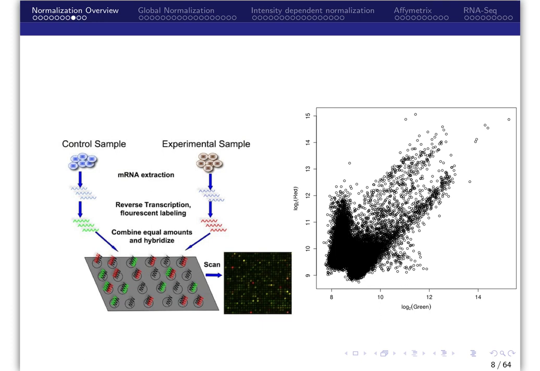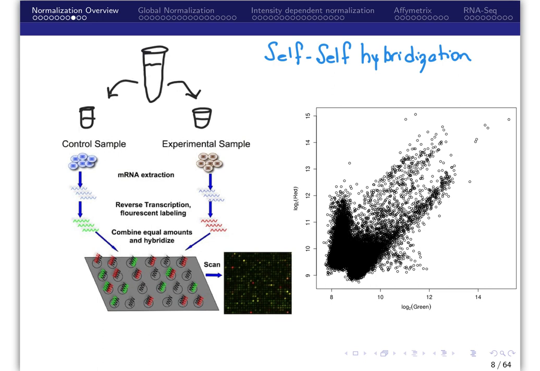Let's first discuss normalization for custom spotted arrays. The need for normalization has been clearly demonstrated in the custom spotted array setting by examining expression from self-self hybridizations. A self-self hybridization is one in which the same sample is aliquoted into equal-sized subsamples. Each subsample is labeled with one of the fluorescent dyes, and then the two subsamples are pooled and hybridized to the same slide. Since both samples are from the same source, any observed differences should be due to systematic dye bias.